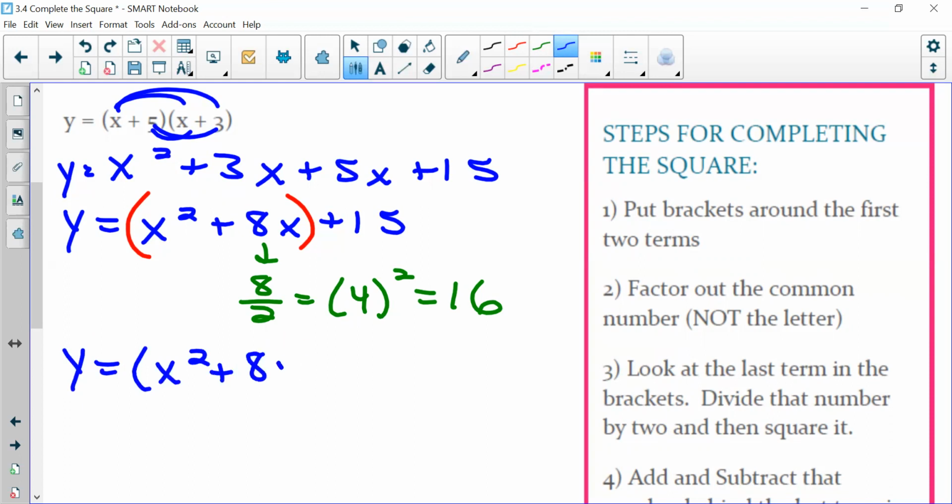So I'm going plus 16 minus 16 in my brackets. I still have the 15 outside of the bracket by itself. So I added 16 and subtracted 16. Now I want to keep a trinomial in the brackets. So what am I doing next?